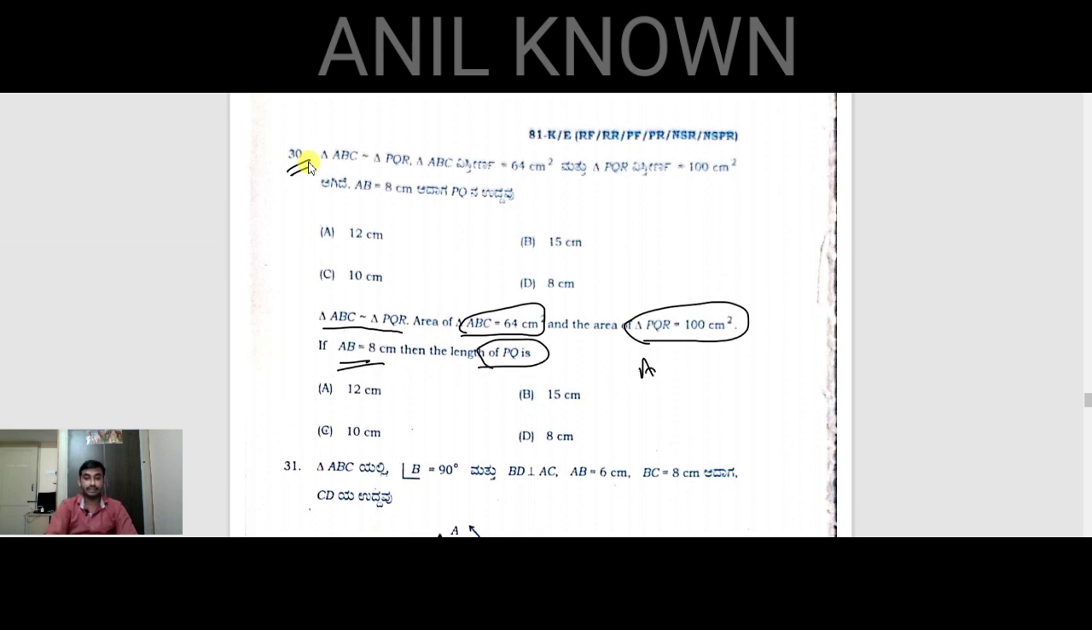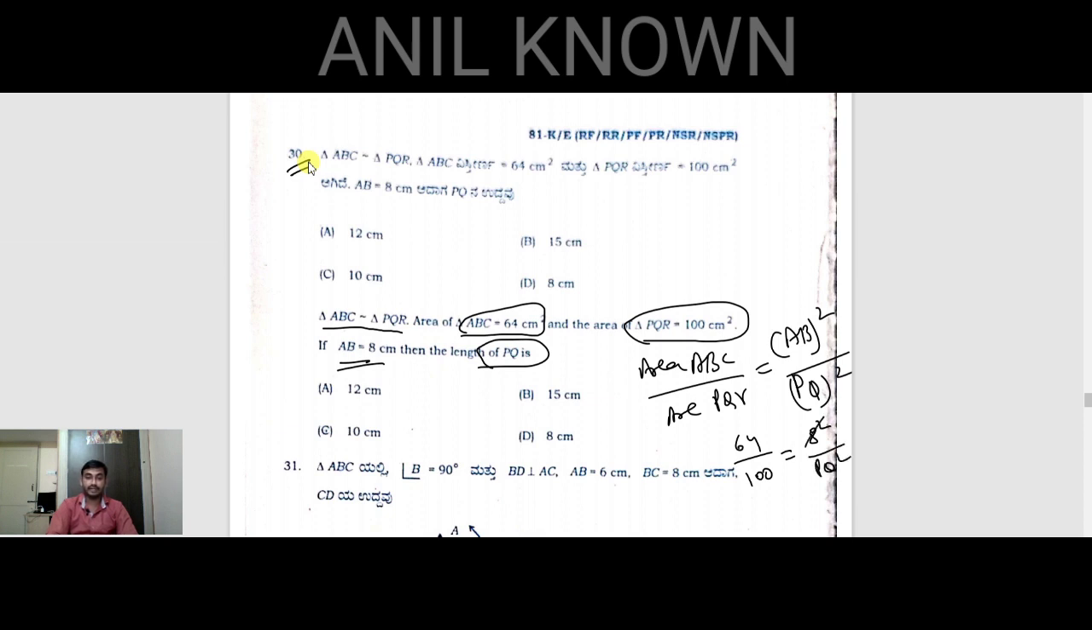Very simple. We know that the area of ABC divided by the area of triangle PQR should be equal to the ratio of the corresponding sides squared, that is AB square divided by PQ square. So, ABC is 64 divided by PQR which is 100, that is equal to AB which is 8 square divided by PQ square.